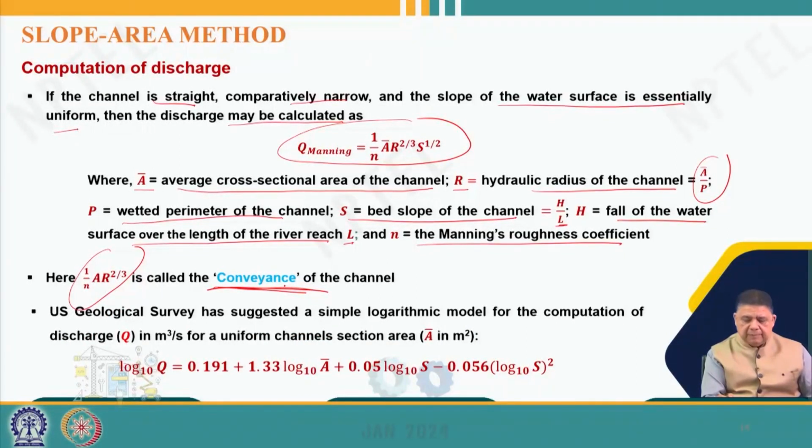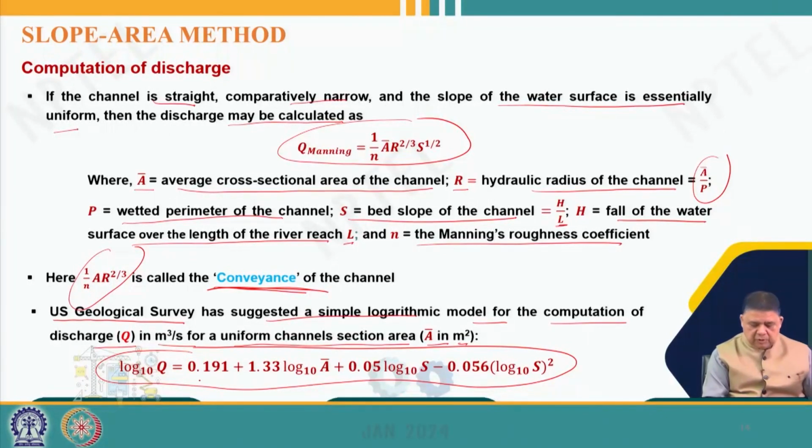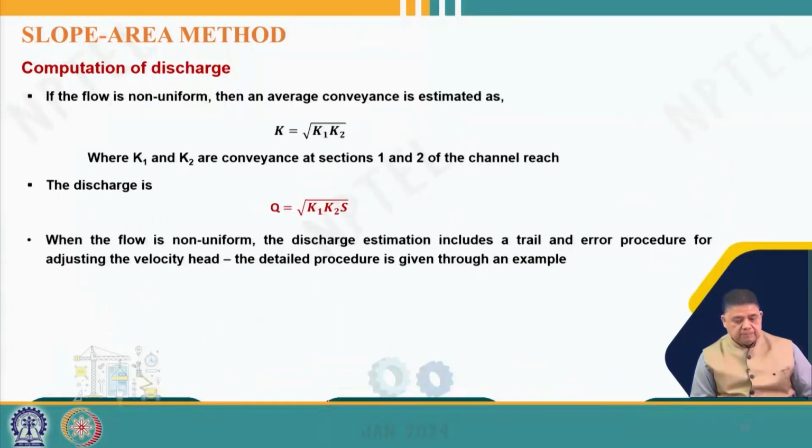Besides this, the US Geological Survey has suggested a simple logarithmic model for the computation of discharge in cubic meter per second for a uniform channel section with area A bar in square meter, and this is the relationship: log 10 Q is 0.191 plus 1.33 log 10 A bar plus 0.05 log 10 S plus 0.056 log 10 S square. So, S is the slope and A bar is the area, which we already know. So, we can directly use this US Geological Survey equation also for finding out the discharge.